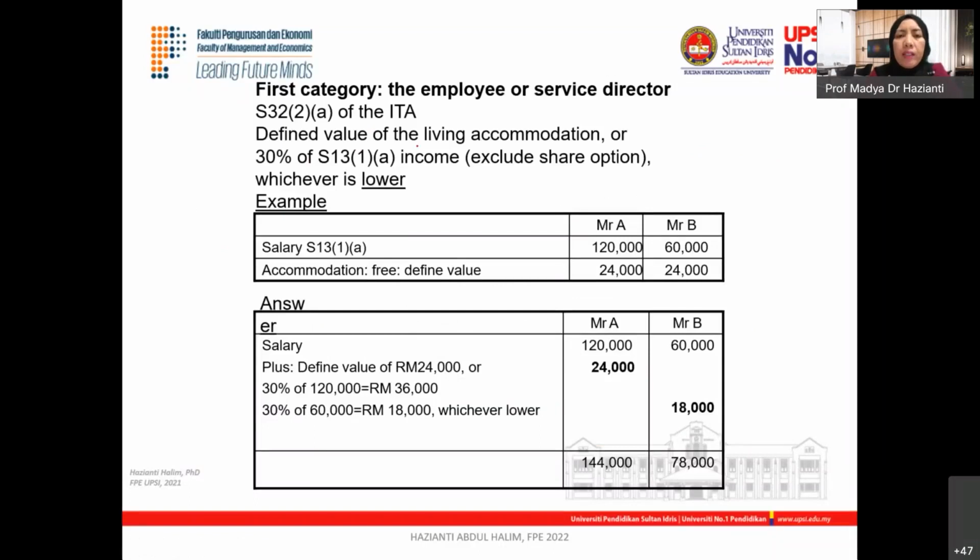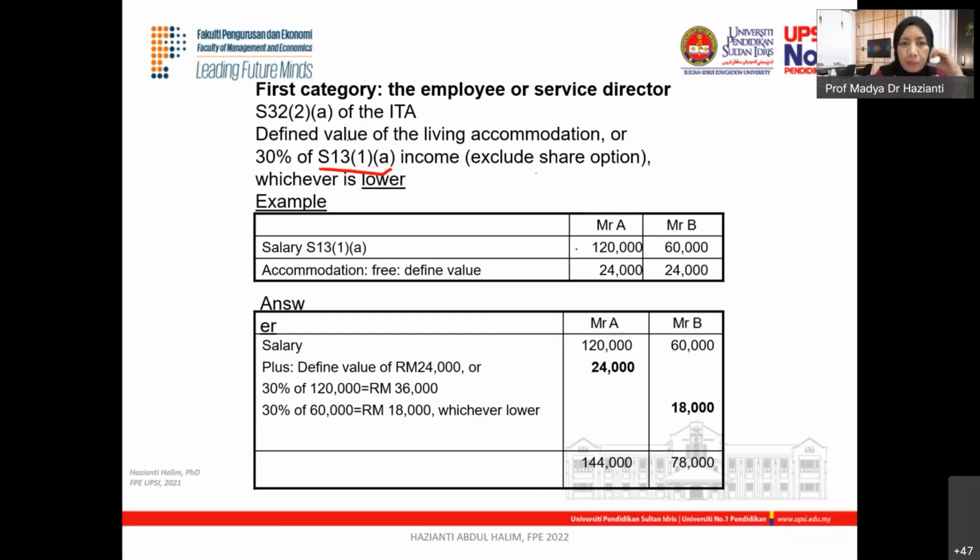Alright, so this is for the first category, employee or service director. So untuk orang ni, for this type of employee, the calculation is 30% of section 13(1)(a) income but exclude share option. Nanti kita buat soalan. 13(1)(a) datang dari yang tadi, monetary benefit, your salary, wages, bonus, yang cash tadi tu. So that amount, untuk kira rumah kita gunakan 30% darab dengan section 13(1)(a) tadi, excluding share option, whichever is lower. 30% compare dengan defined value.